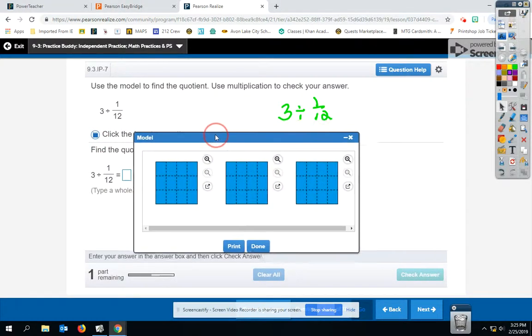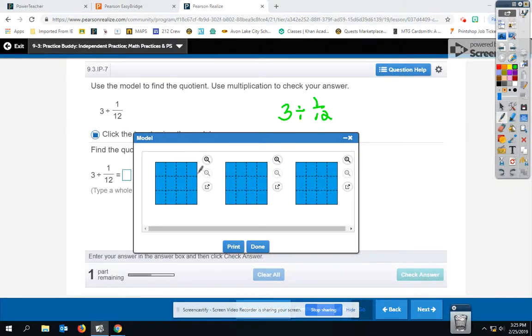So let's take a peek at our model, because if they're going to give us a model, we might as well look at it. Here's my 1 whole. It's broken up into 12 pieces. Here's another whole broken up into 12 pieces. Here's a third whole broken up into 12 pieces. To figure out how many of those pieces there are in all 3 together, we're going to multiply. 12 times 3, which is, you got it, 36. Good job.